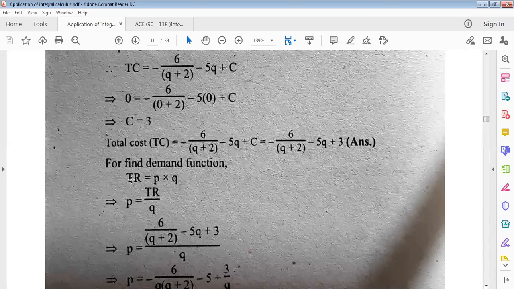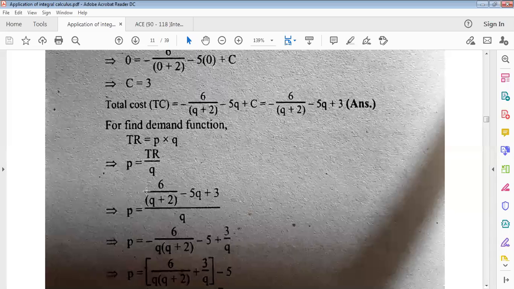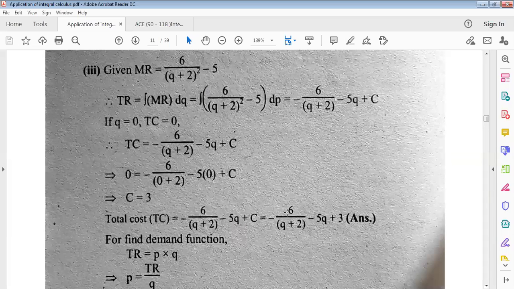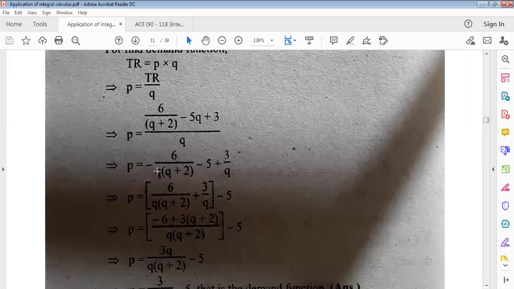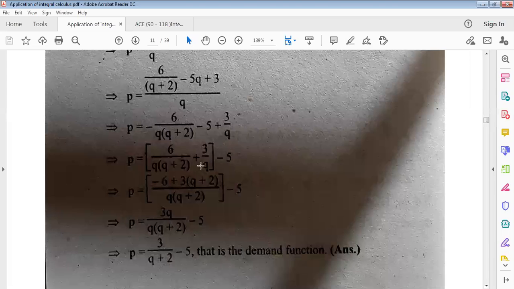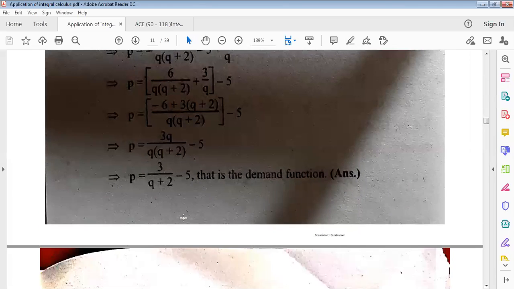Now for the demand function, total revenue equals PQ, where Q means number of units and P is the price. So P equals total revenue divided by Q. Total revenue divided by Q will be this term divided by Q, this term divided by Q, and 3 divided by Q. Taking these together and taking the LCM, we get 3Q divided by this minus 5. Actually, this is the demand function, the price.